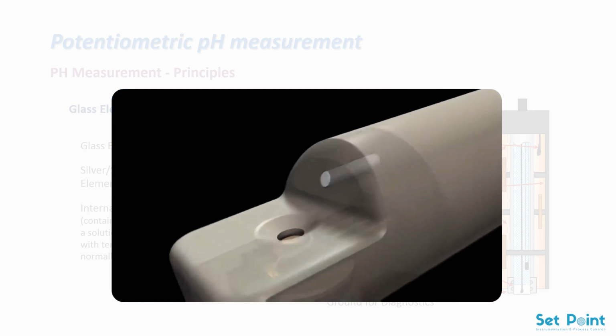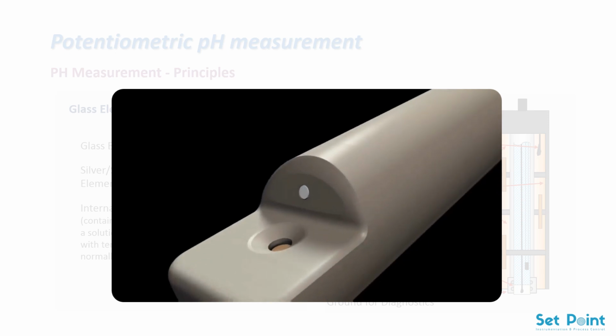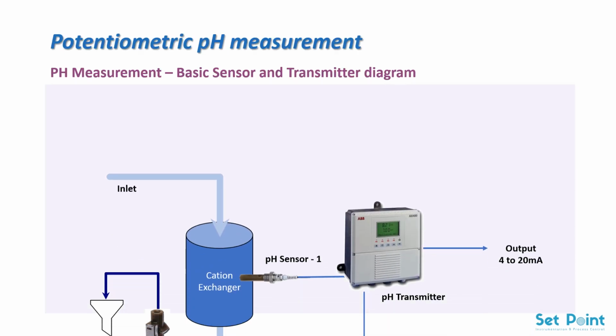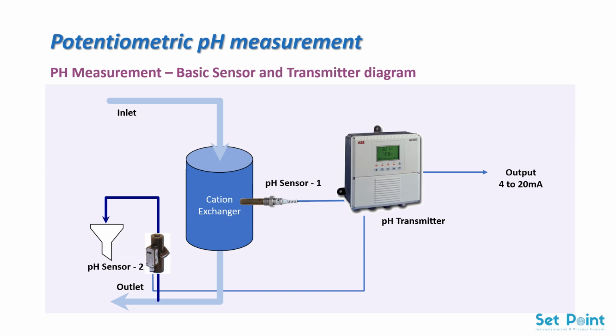Just like the glass sensors, the ISFET sensor also needs a stable reference potential. The potential that forms at the ISFET can then accurately be measured against it. The reference system is also protected from the measured solution by a so-called junction. Here we have an example of a pH sensor in process and connected to the transmitter.